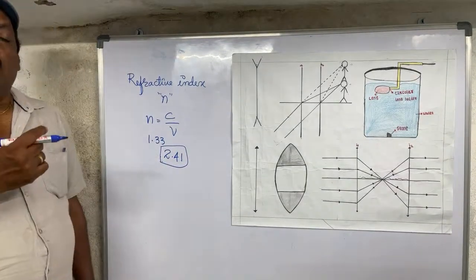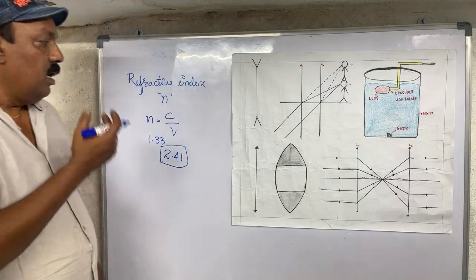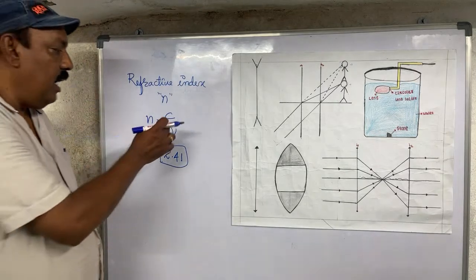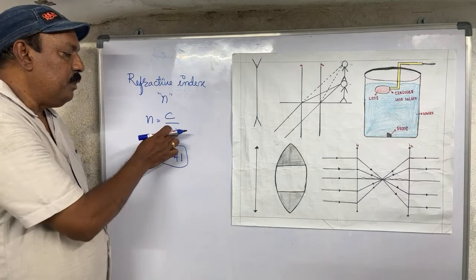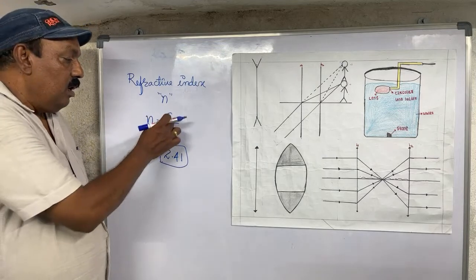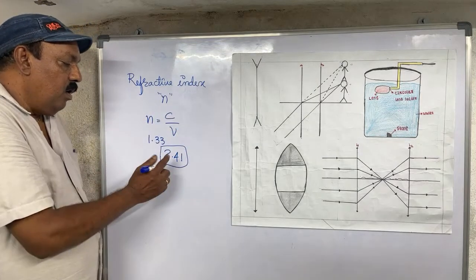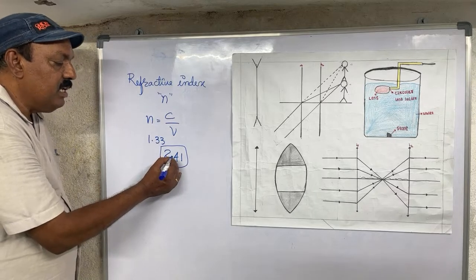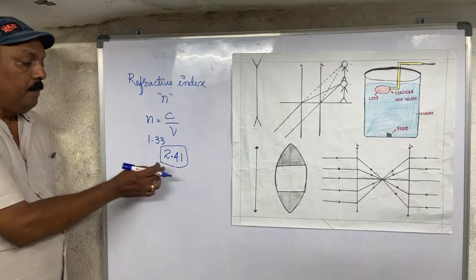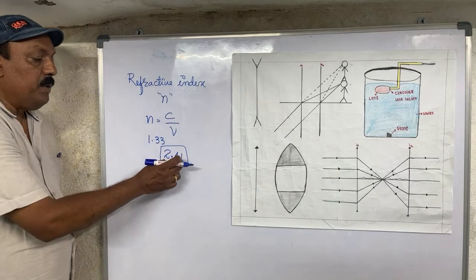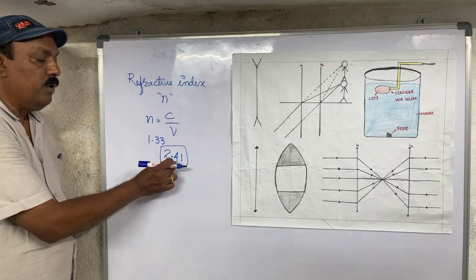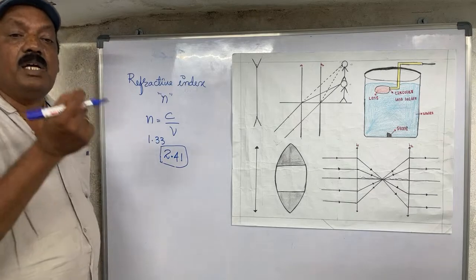How so? Because the refractive index depends, as I already told, on the speed of light in air and the speed of light in diamond. So when compared, the ratio comes to 2.41. That means the refractive index of diamond is 2.41 times greater than the refractive index of air.